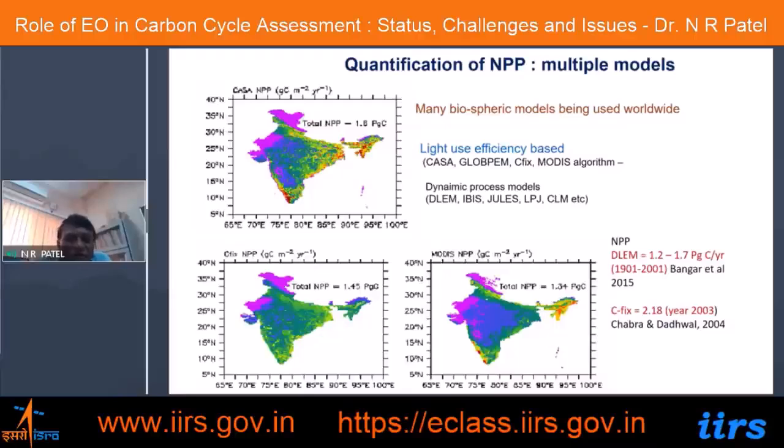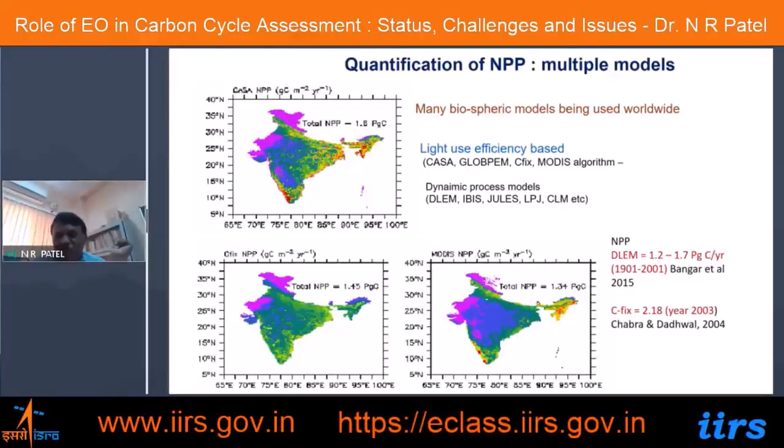Here you see the total NPP of India. It is ranging from 1.34 to 1.6 petagram carbon. MODIS NPP is underestimating at 1.34 petagram carbon, CFIX is 1.45 petagram carbon, and the CASA model, which we have implemented with the SPOT vegetation data, gives 1.6 petagram carbon. So if you implement this kind of model region-specifically, you can improve the accuracy of computing carbon absorption or NPP.